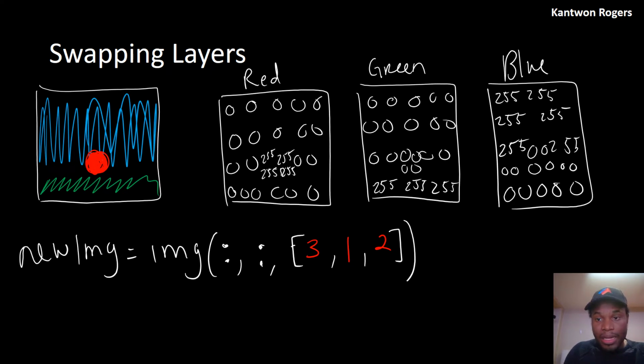What's happening in this case is my first layer becomes what my last layer was. So this third one becomes my new red. The second one is what my first one was, so this becomes my new green. And lastly, this becomes my new blue.